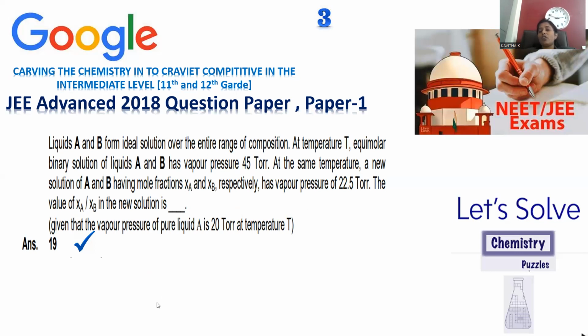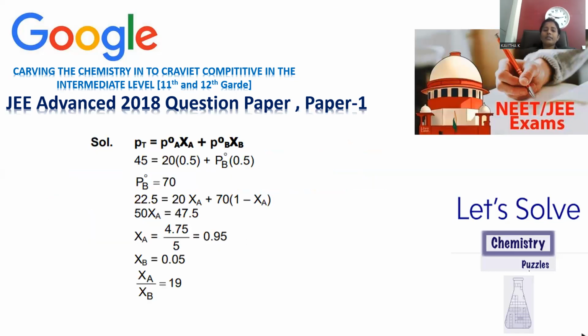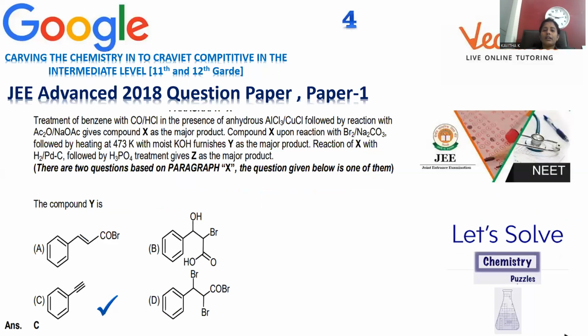The question is given from colligative properties, vapor pressure lowering, boiling point elevation. All these are terms related to colligative properties, right? Okay, so next is question number 4.